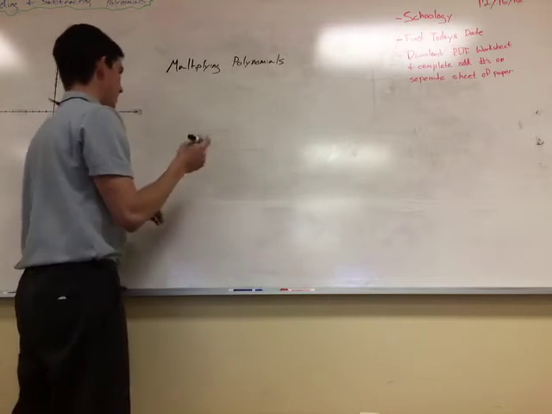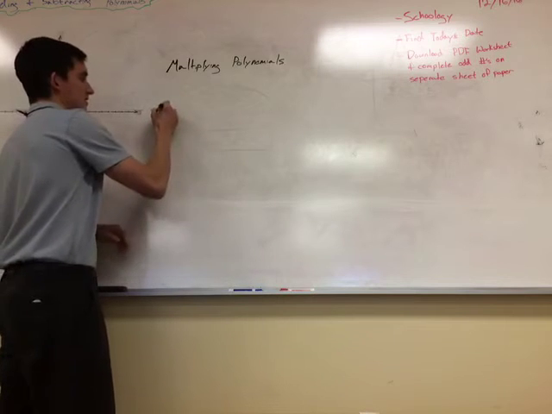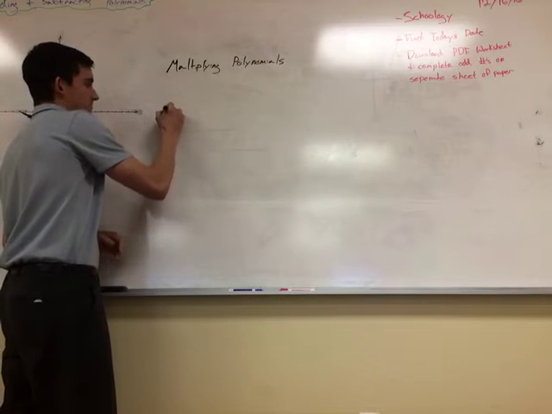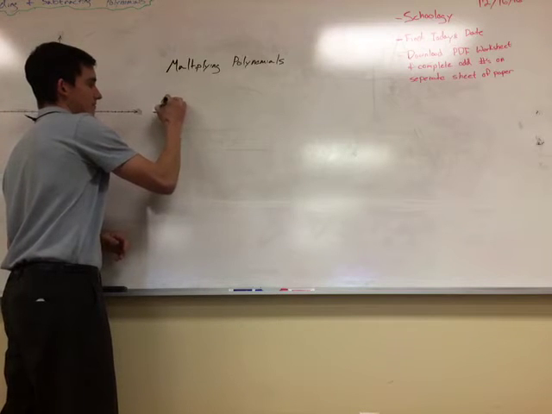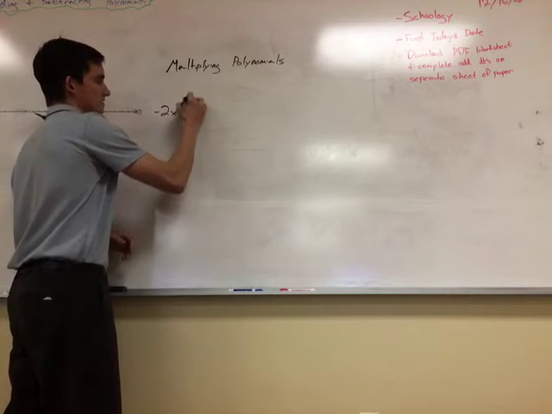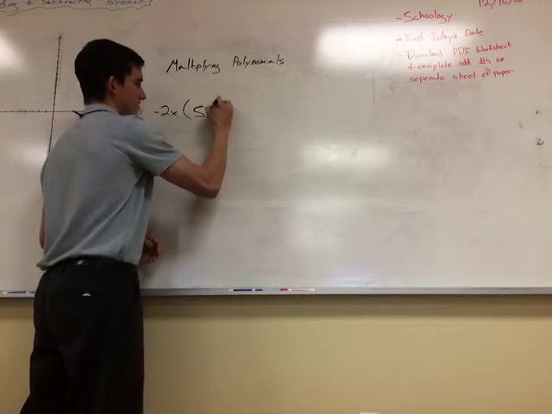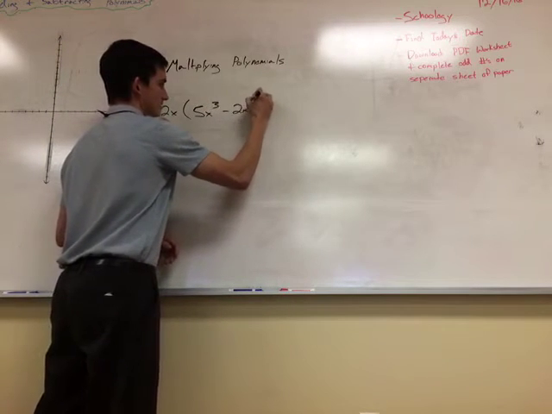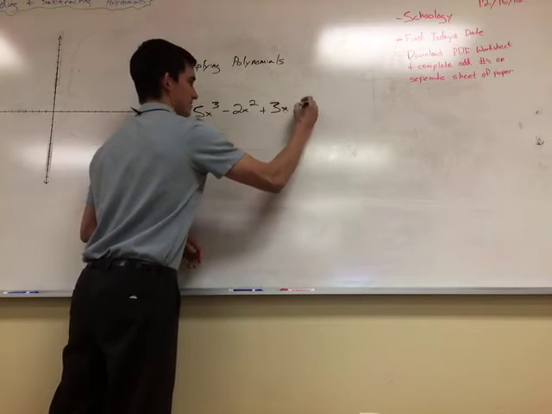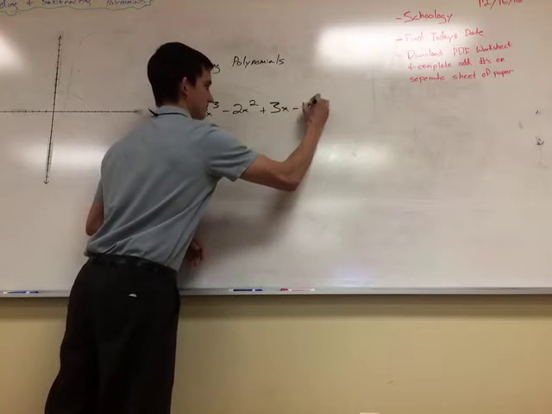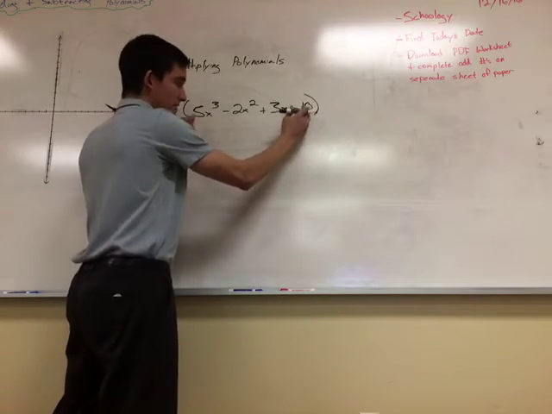Another monomial by a polynomial. Okay, so let's do negative 2x being multiplied by positive 5x cubed minus 2x squared plus 3x minus 10. Okay, monomial by a polynomial with 4 terms.